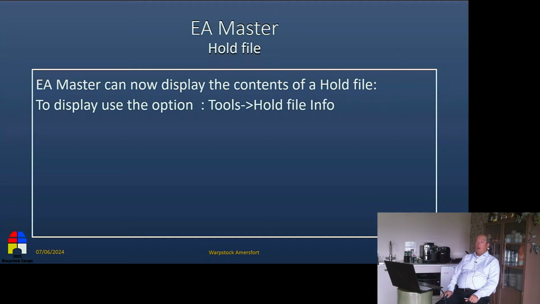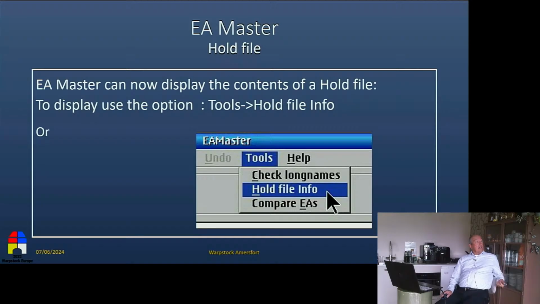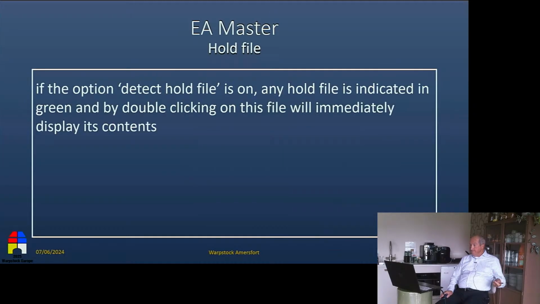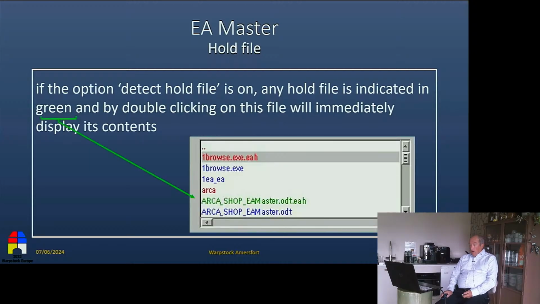It can also automatically identify hold files if you wish. This option is now in the Tools menu. As seen here, you just say hold file info. In the other options, you can say whether you want to see hold files automatically displayed. When you do that, you will see, for example, this is a hold file, and it is displayed in green. So we use color coding for file, directory, and a hold file.